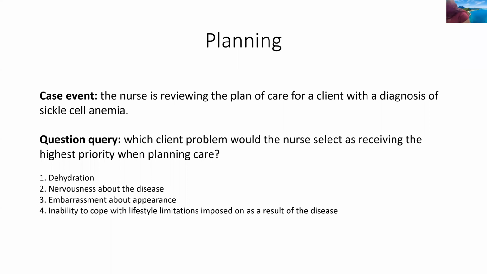So in this question, it's giving you a list of client problems, right? So here are my 4 problems. Which would the nurse select as receiving the highest priority? So out of these 4 client problems that I have, what should receive the highest priority? Is it 1, dehydration, 2, nervousness about the disease, 3, embarrassment about appearance, 4, inability to cope with lifestyle limitations imposed as a result of the disease? What would you call the doctor at 2:00 in the morning for?